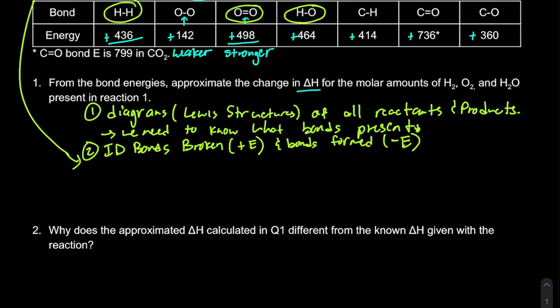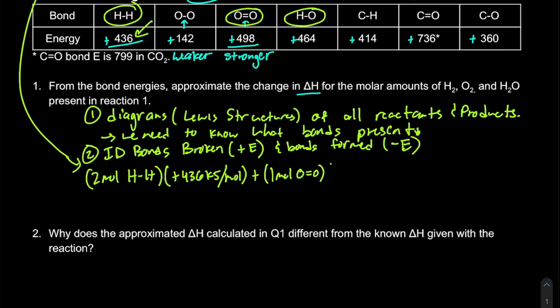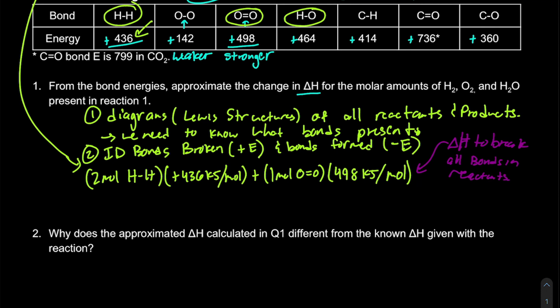So now if we continue to utilize our table here, we notice that we have 2 moles of hydrogen-hydrogen bonds, and each mole of hydrogen-hydrogen bond is going to take us 436 kilojoules per mole. That's how much energy is needed to break our hydrogen-hydrogen bonds. In addition, we also have 1 mole of oxygen-oxygen bonds, and each mole of oxygen-oxygen bonds is 498 kilojoules per mole. So what we've written out is the enthalpy change to break all of the bonds in our reactants. Those are all positive. It's going to take energy to make that happen.